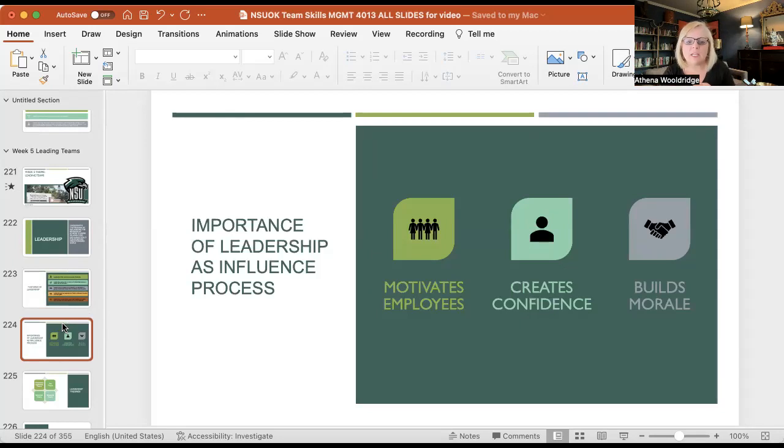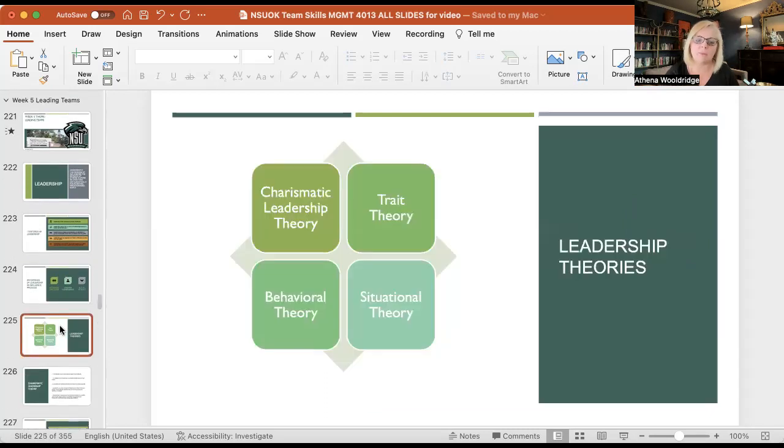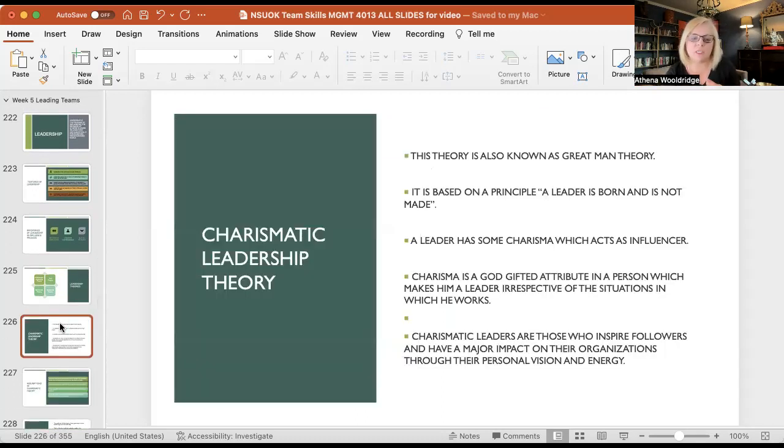Some of the things that leadership does is it motivates employees to take a certain action or get to a certain goal. It creates confidence, because a good leader will inspire confidence that they know what they're doing, and it also motivates creating confidence in others as well through empowerment. And then it builds morale. Without morale, we're not able to get anywhere very quickly. So there are a number of different leadership theories. I'm going to focus on 4 here, and we'll jump right into what each one of these is.